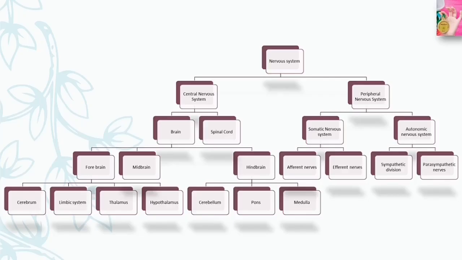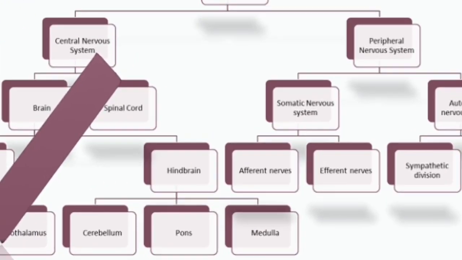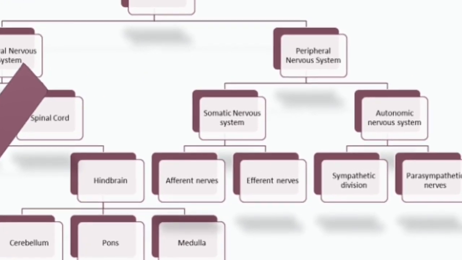We have successfully completed the central nervous system, and in our next video we will start the peripheral nervous system, in which we will discuss the somatic nerves and the autonomic nervous system in great detail.